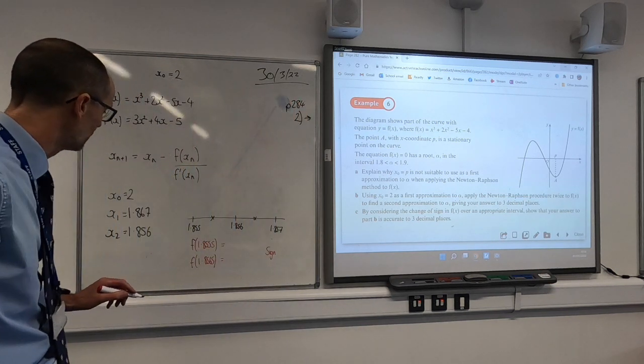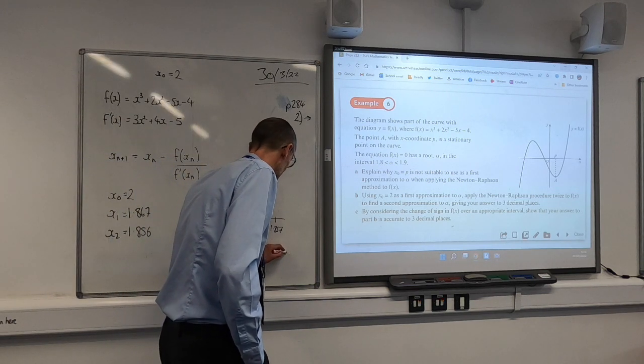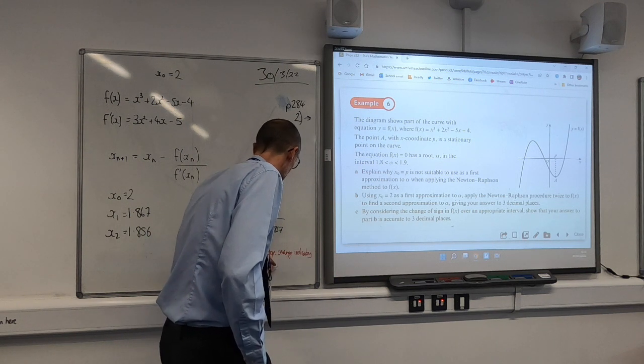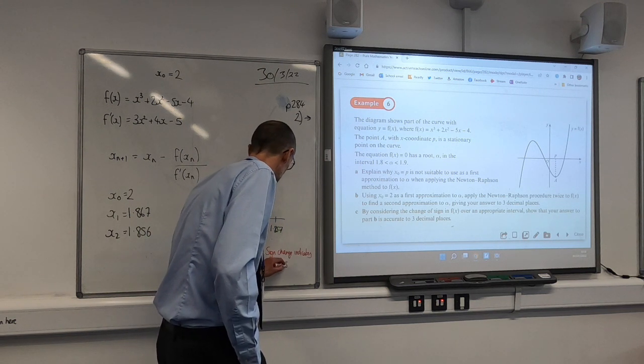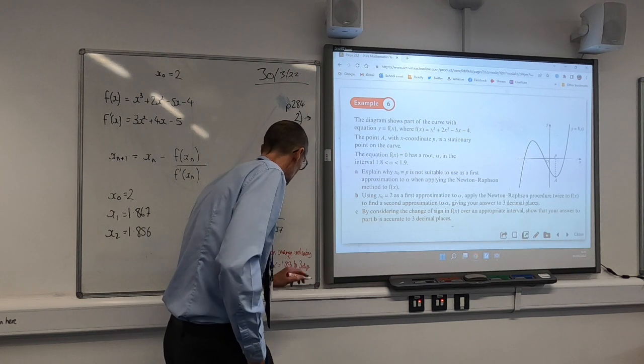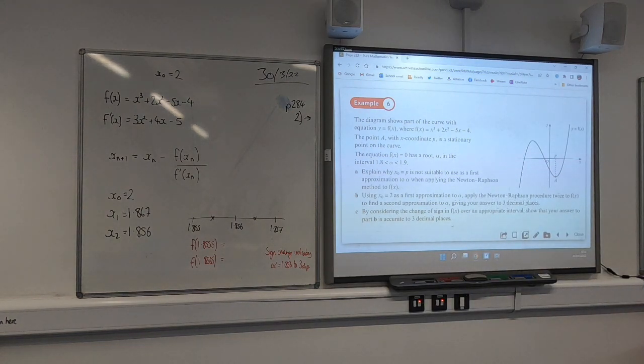Actually, they're calling it the root alpha, aren't they? Remember, when you use sign change, you go back to your original equals 0 equation, and start using the x, use the x button. So I'm going to do 1.8555 arrow x.